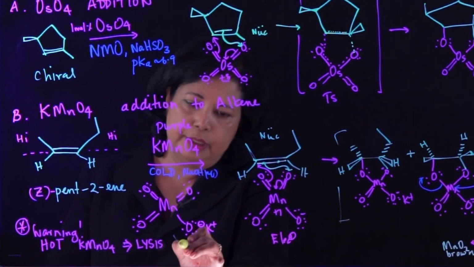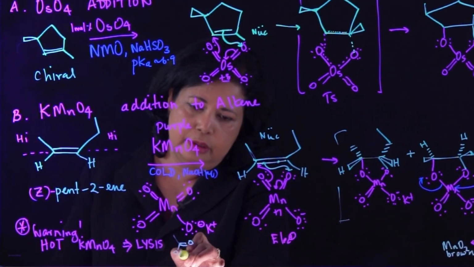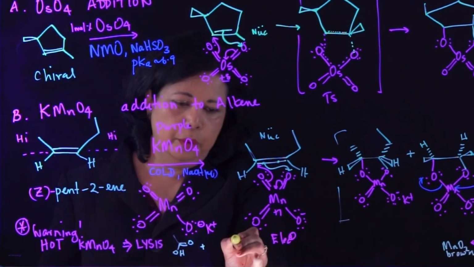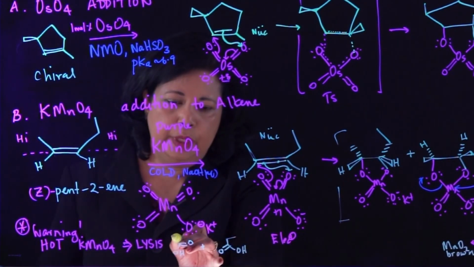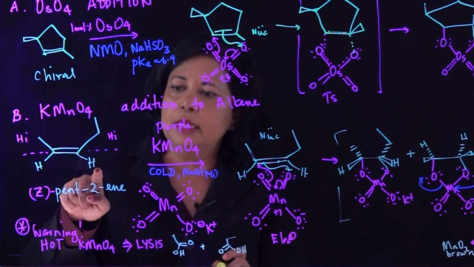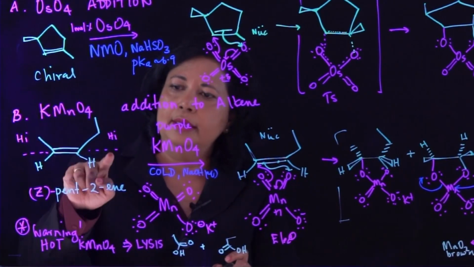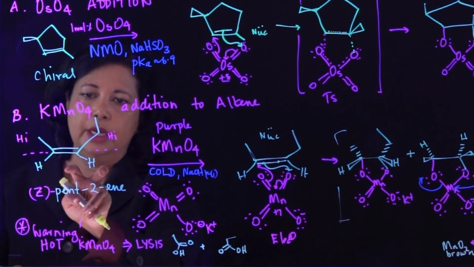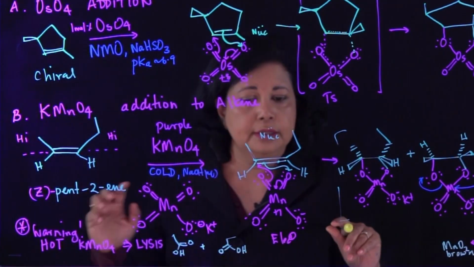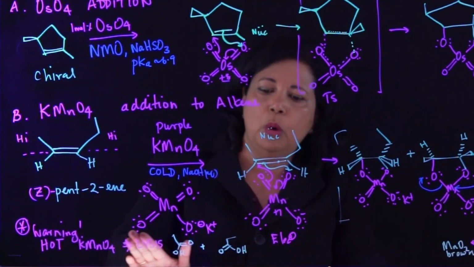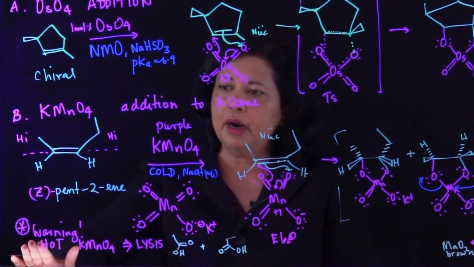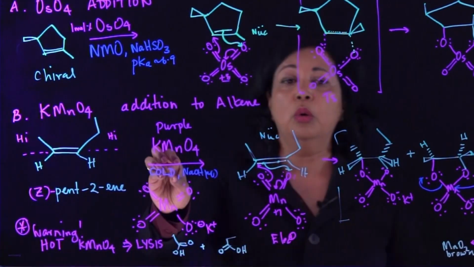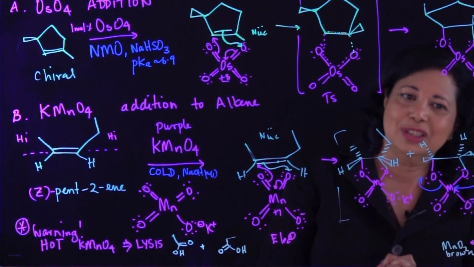It's just going to put OH here and OH here. If you had a di-substituted alkene, you would get a ketone. If you have 2 R groups for this hydrogen, you get 2 ketones. So this is really not what we want. This is just a byproduct. So that's why cold is kind of key for this reaction.